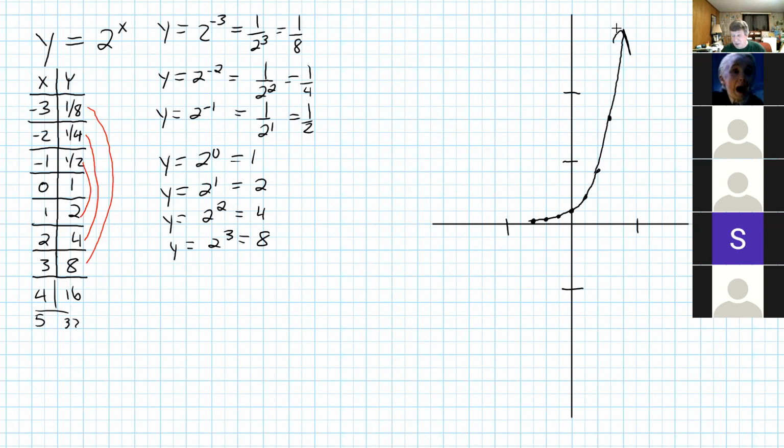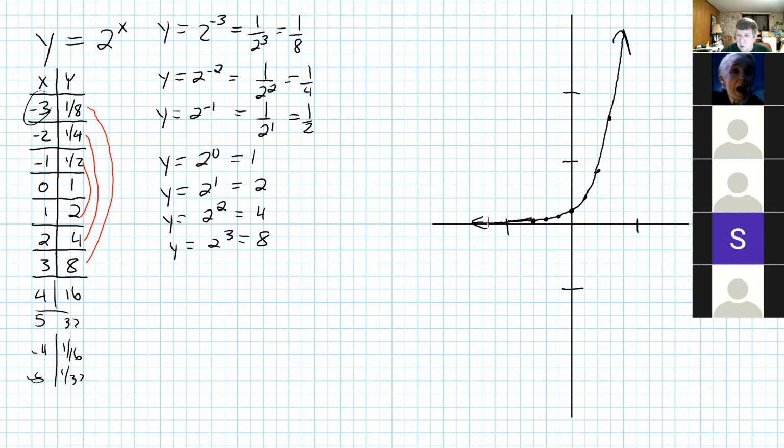Again, that kind of looks like a parabola, but let's go the other direction. Let's say we used -4. That would be 1/16, and -5 would be 1/32. And so what's going to happen on the left end of this graph is that it's going to get closer and closer to 0.